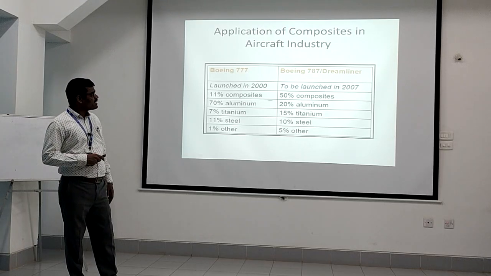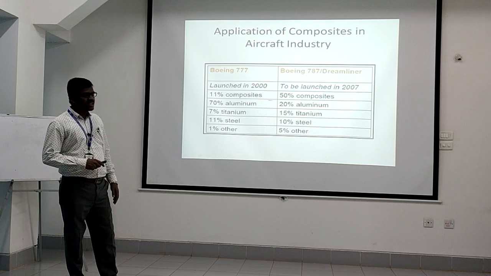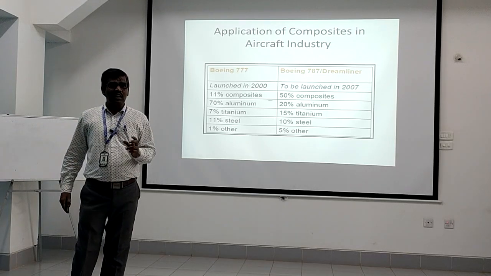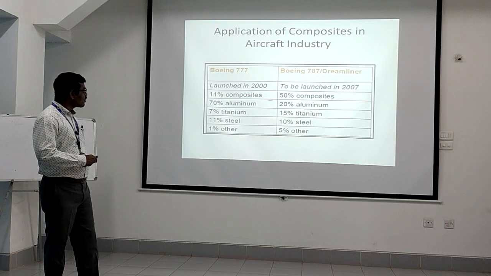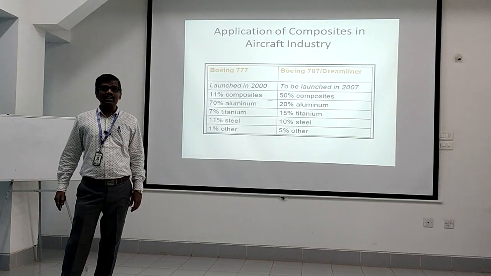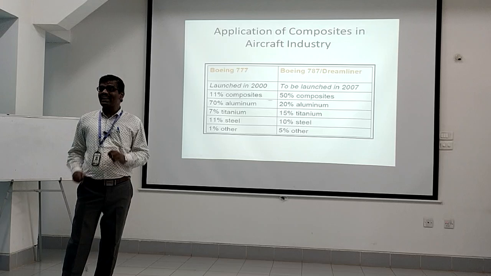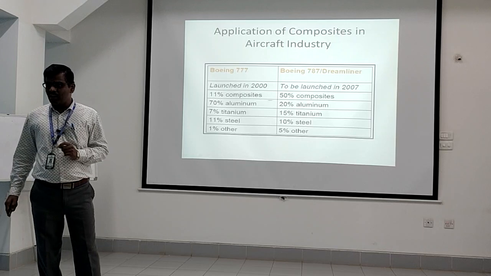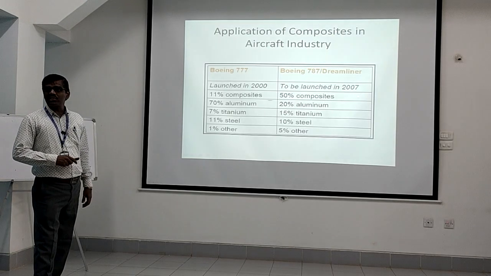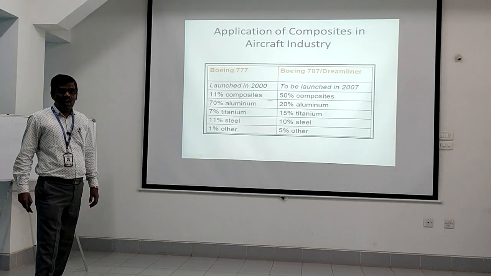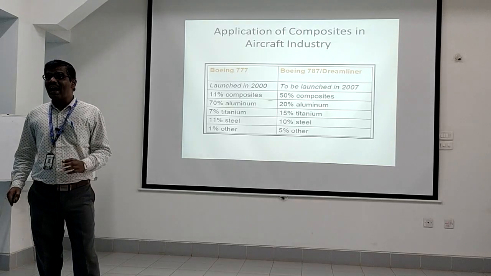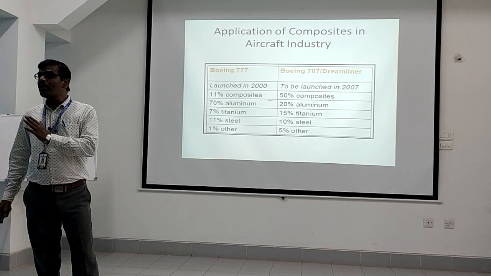You can see here, the Boeing 787, launched in 2007, used 50% composite. Just see here, in a span of 7 years, the composite material usage increased from 11 to 50%. That means there is a 39% increase in the usage of composite material in just 7 years. And you see here, there is a drastic reduction in the usage of aluminum. Why? Because composite materials are lighter than aluminum and have good strength as compared to aluminum.